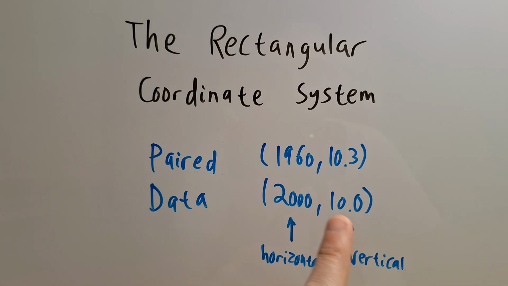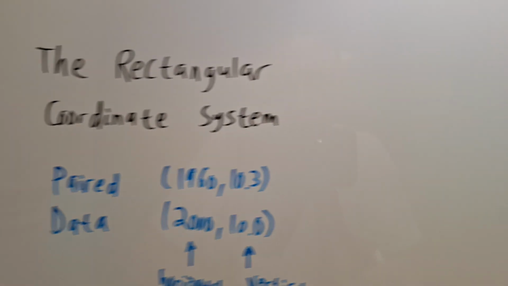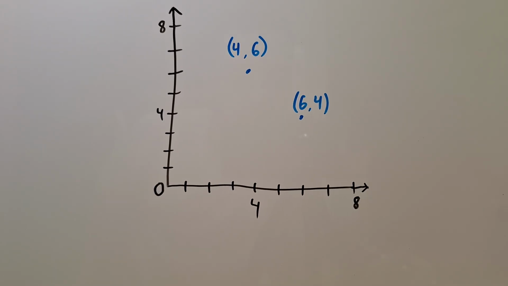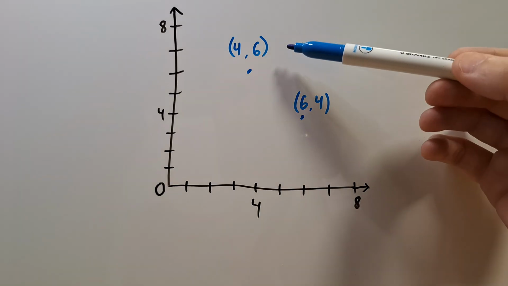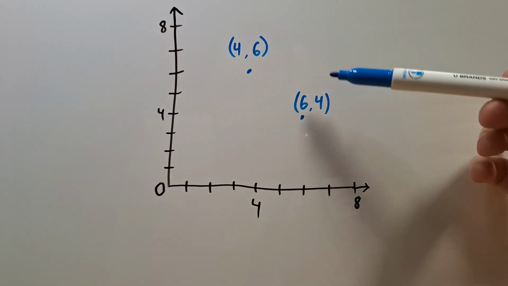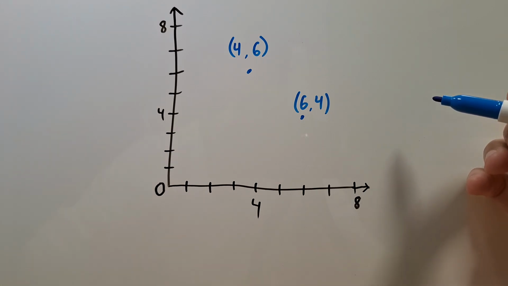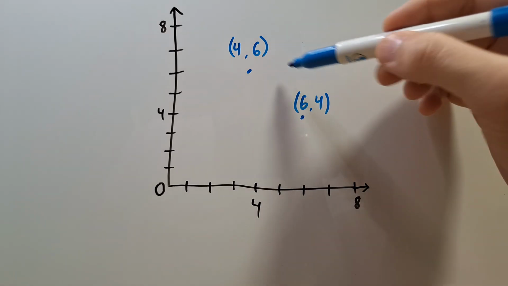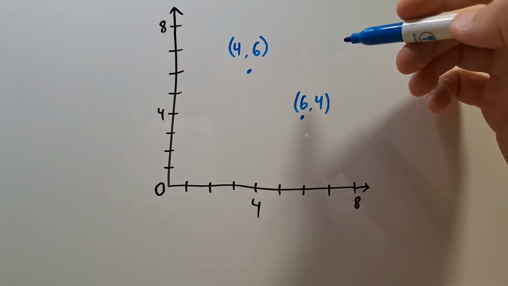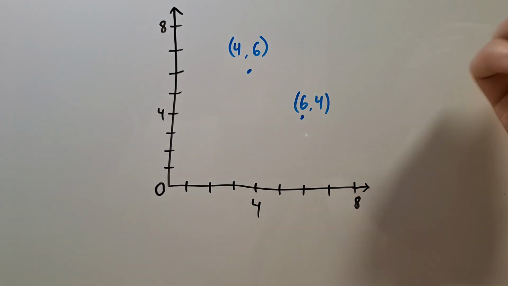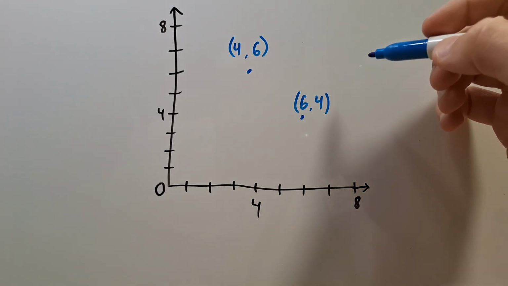So let's take a look at what the rectangular coordinate system can look like. Here I have plotted 2 points. One of them says 4, 6. The other one says 6, 4. So this is two examples of plots pointed on a grid. Now notice that these 2 points here have the same numbers. They are not the same in terms of their location or address, if we want to use it like that.